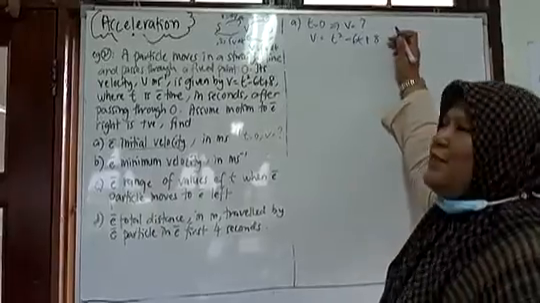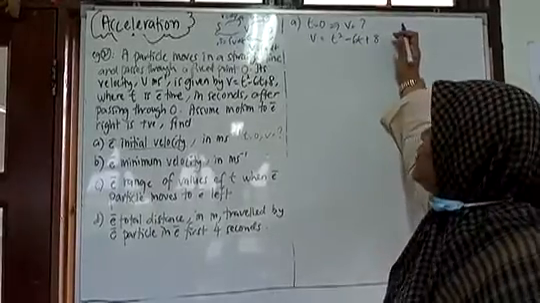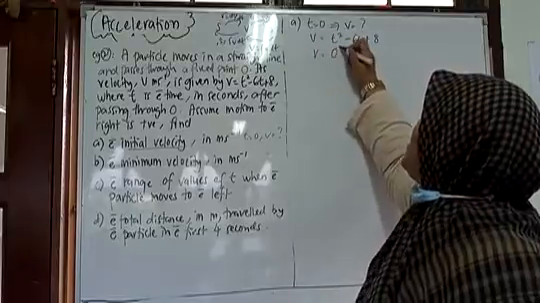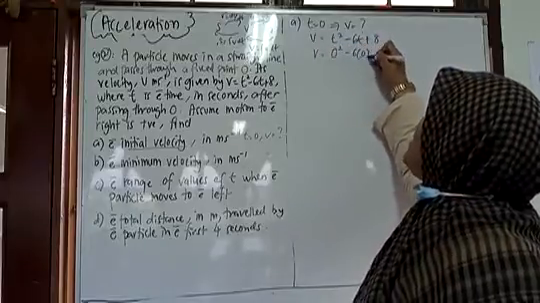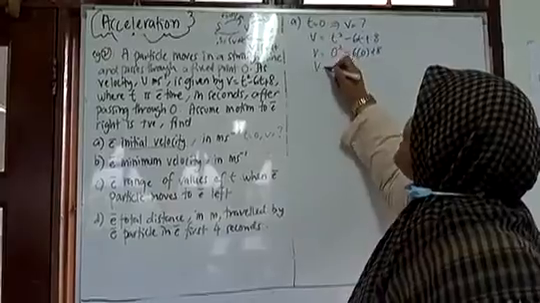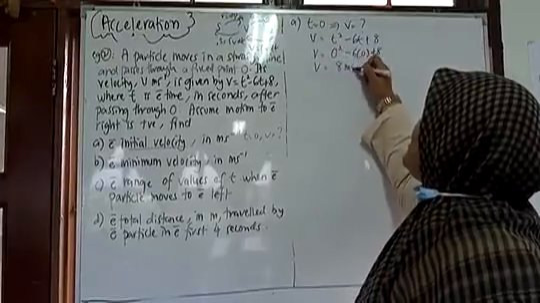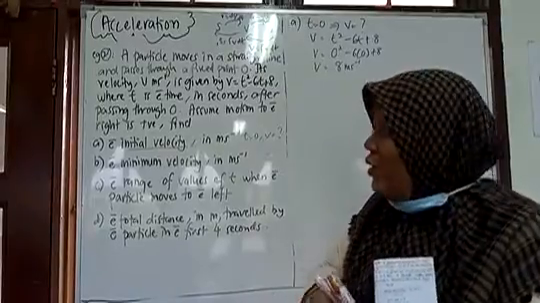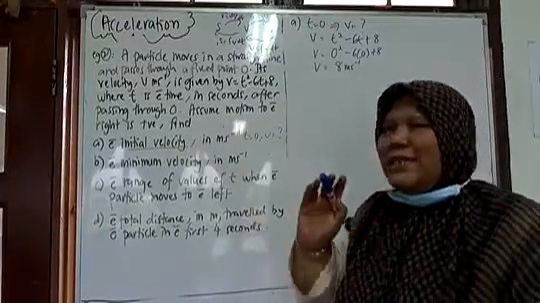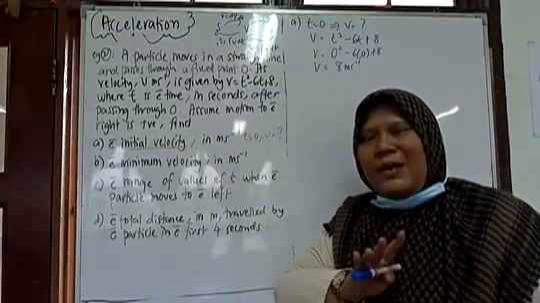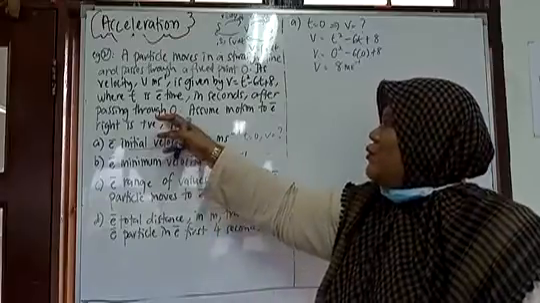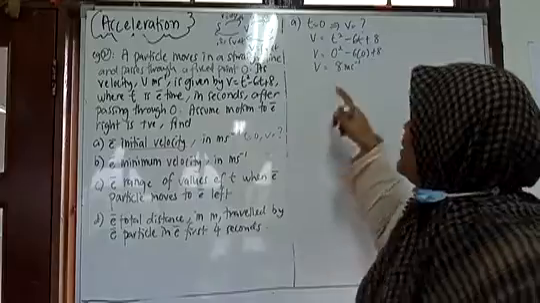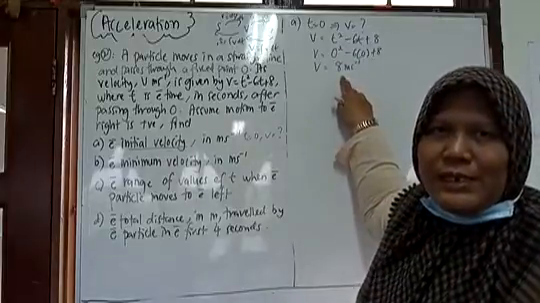So what is the initial velocity? We just substitute t equals 0. So v = 0² − 6 times 0 + 8. Our initial velocity is 8 meters per second. You need to know that before the particle passes through point O, it has its own velocity, which is 8 meters per second.